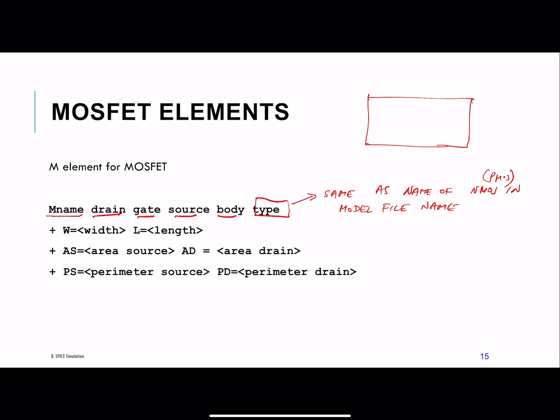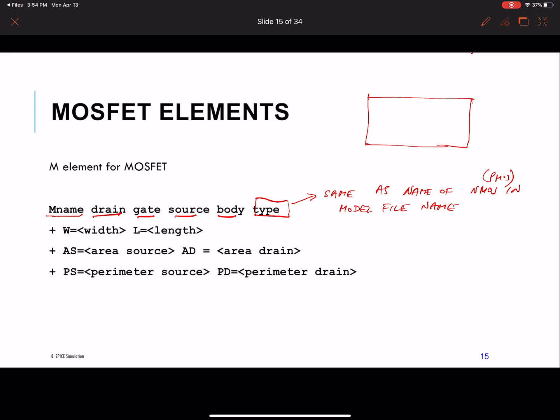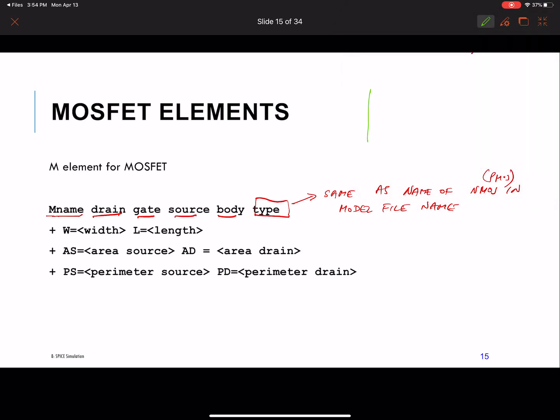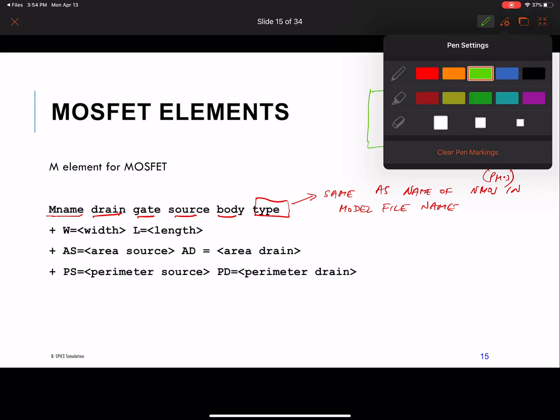So let's say I'm going to draw this thing. Let me just erase this. So let's say I draw the active. Okay, so we're talking about an NMOS. And then I draw the poly.